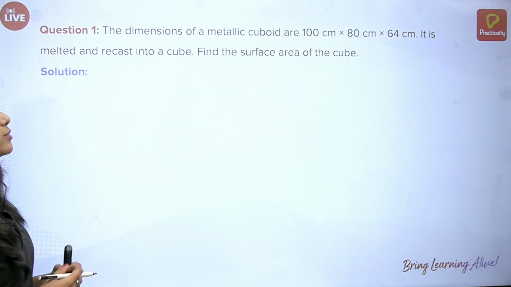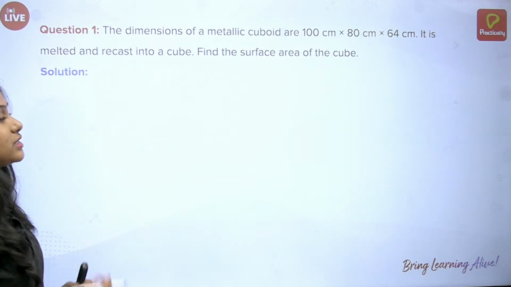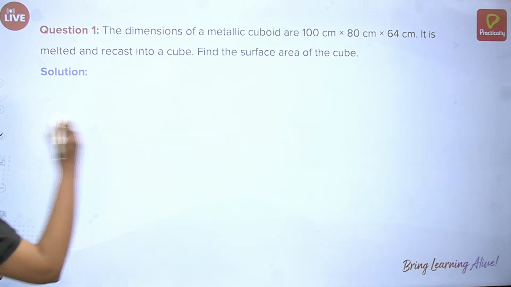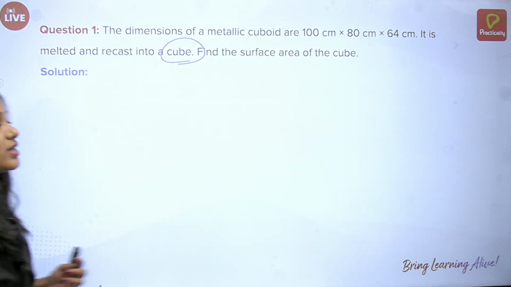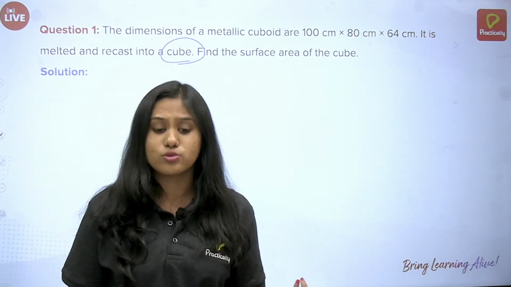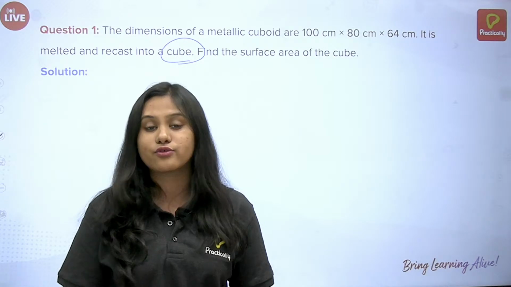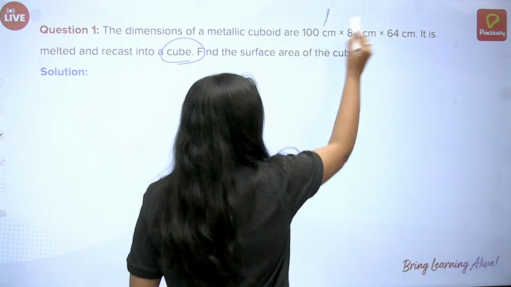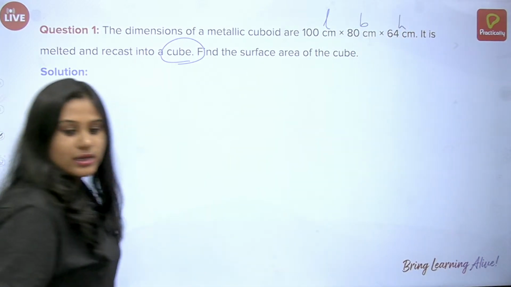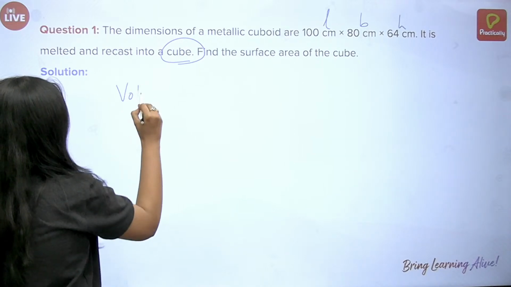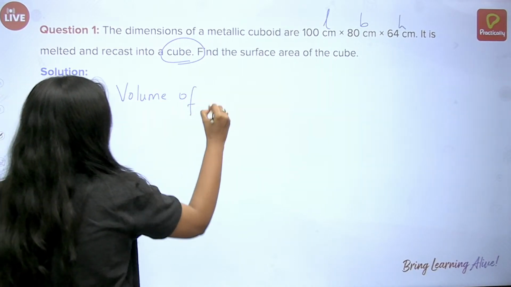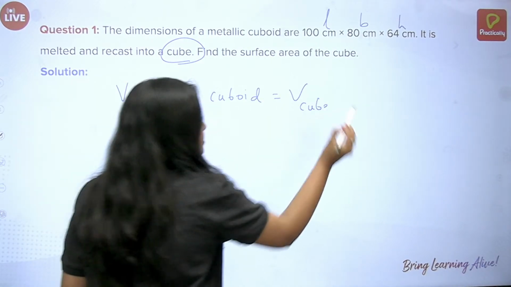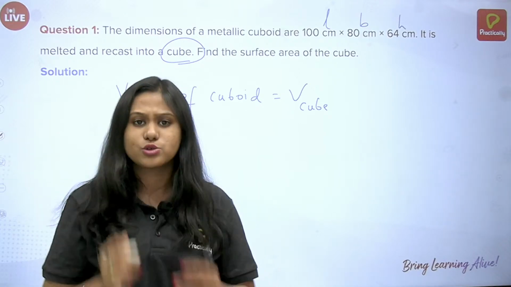The dimensions of a metallic cuboid are 100 centimeters by 80 centimeters by 64 centimeters. It is melted and recast into a cube. Find the surface area of the cube. So this is a 2 marks question and of course we could expect these kind of questions in 2 marks. So first let us solve. So given dimensions of cuboid, so this is length, this is breadth, this is height, correct? So volume of cuboid will be equals to volume of cube. Why? Because one solid is melted and recast to the other, correct?